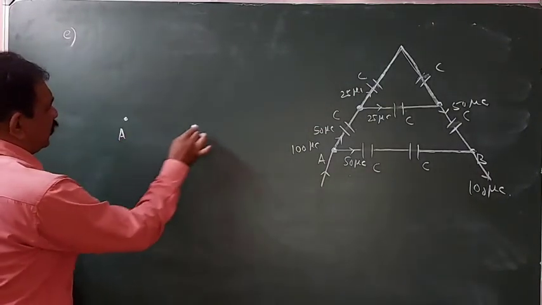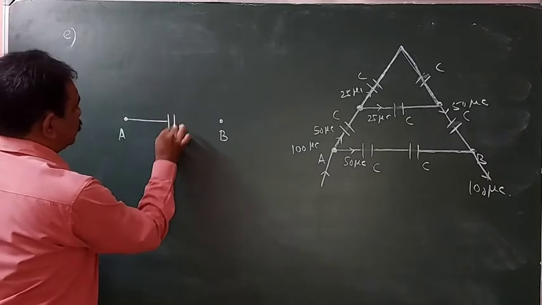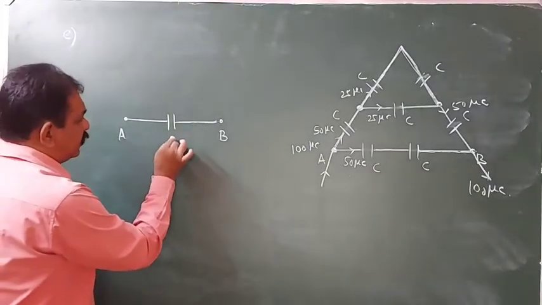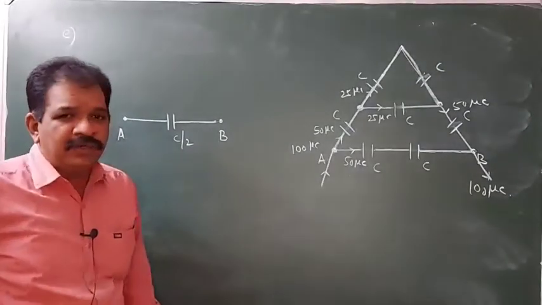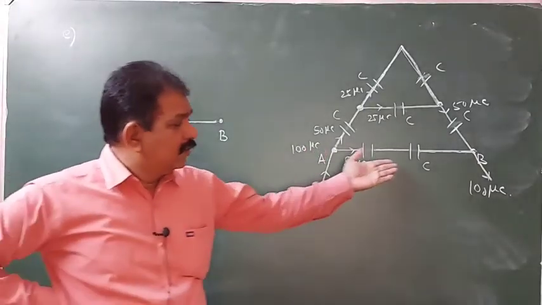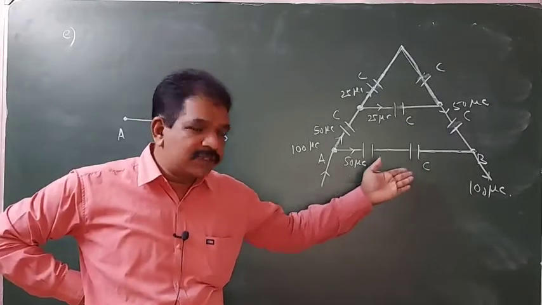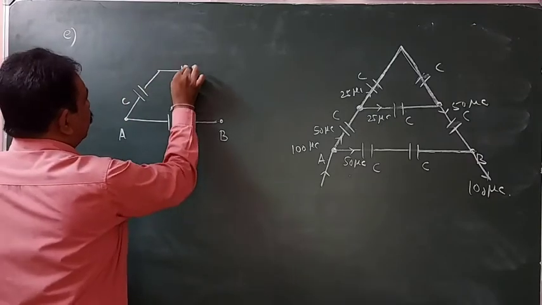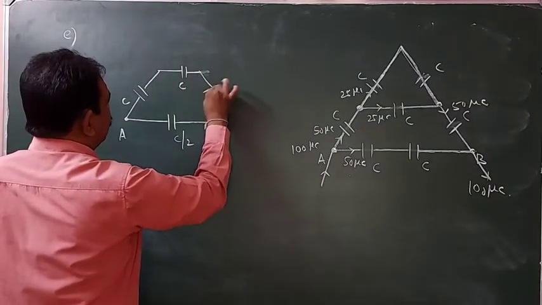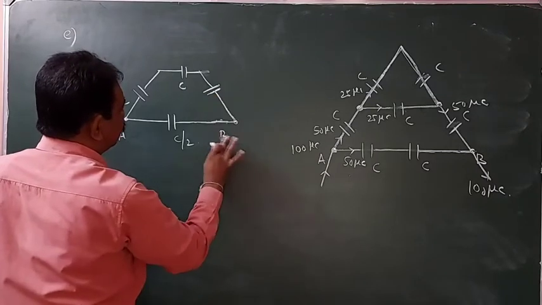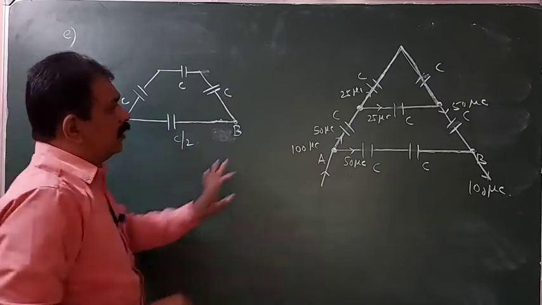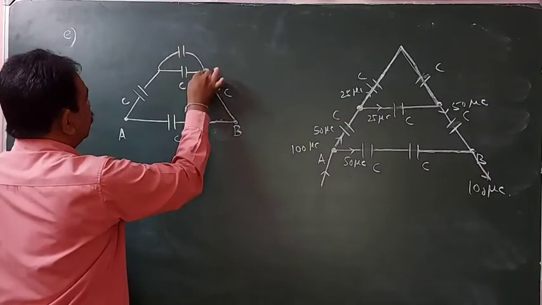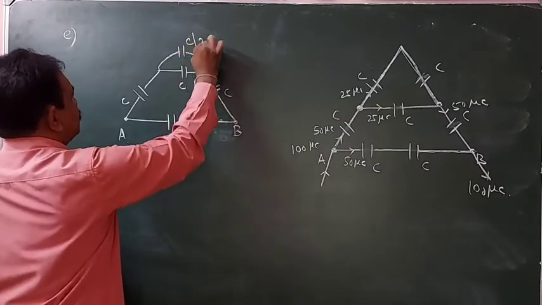So here point A is there, here point B is there. By removing these two, we can write a single capacitor having capacity C by 2. Why? Series, right? C by n. Two identical, so C by 2. This will be the same C. Here it will be C. Again it will be C. By removing these two, we can replace them with a single capacitor having capacity C by 2.